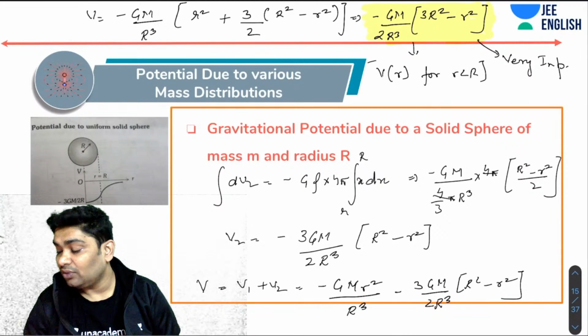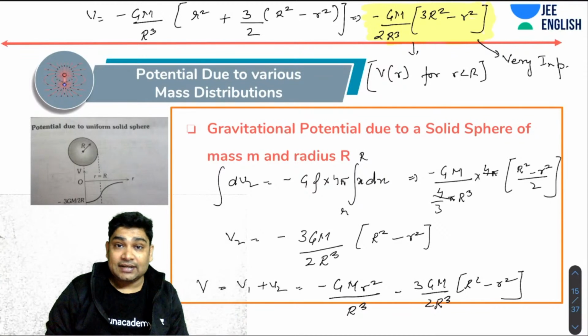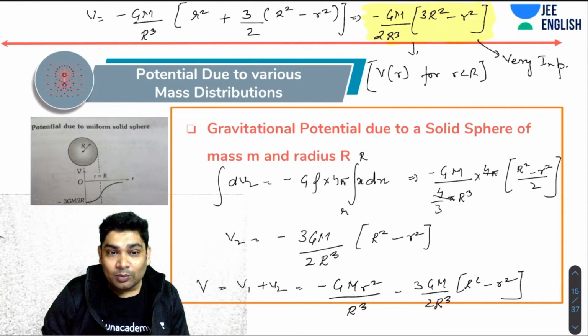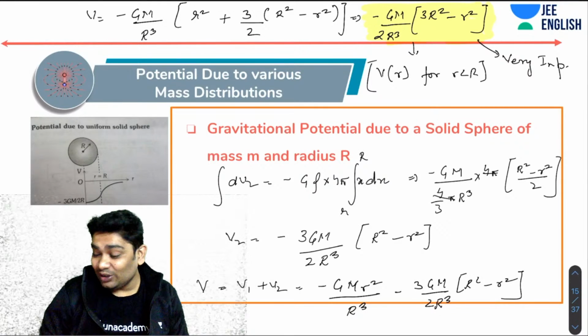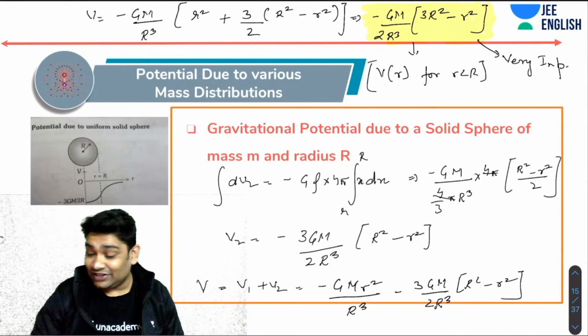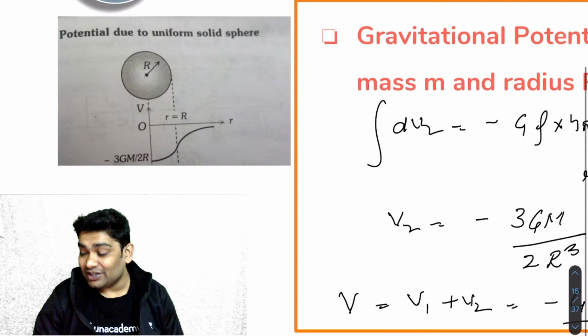Okay, that is what this formula is telling you. You must memorize this. Okay. Now if you look at the graph, this is what the graph of the potential looks like.